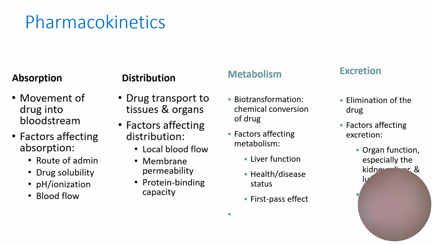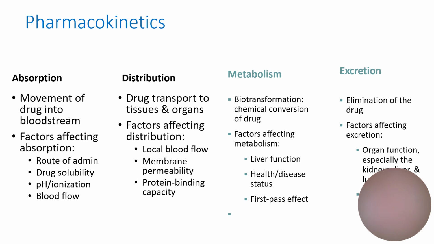Factors affecting distribution. So local blood flow. The rate of distribution depends on the adequacy of local blood flow to the target area. The target area is just where the drug's effects are going to occur. It is also influenced by the permeability of capillaries to the drug's molecules, as well as the protein binding capacity of the drug. Drug molecules must leave the blood and cross capillary membranes to reach their sites of action.